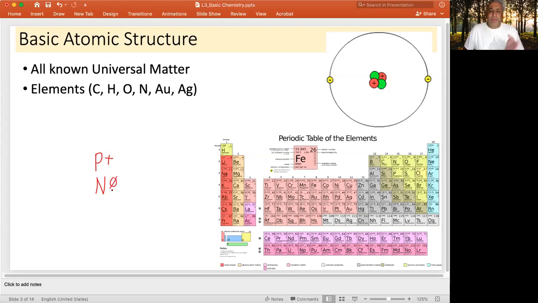Now I want to tell you something that's going to be important later on. The neutron is actually made up of 2 other subparticles. So the neutron is made up of something that has a positive charge, and the neutron is also made up of something that has a negative charge. So the positive charge and the negative charge inside the neutron, they cancel each other out. Okay? Therefore, there's no charge on the neutron.